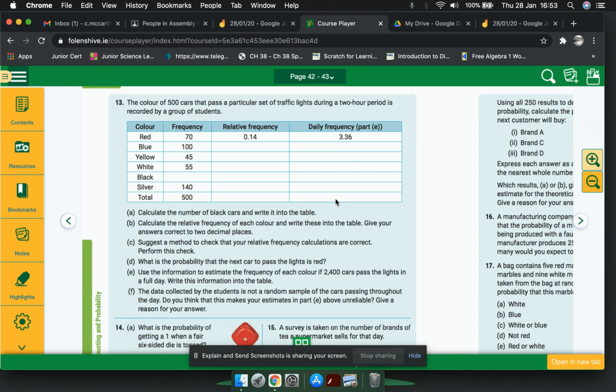Your questions will be assigned in Google Classroom, and hopefully that has shed a lot of light now on how to work out your theoretical probability, your relative frequency, otherwise known as experimental probability, and finally your expected frequency.